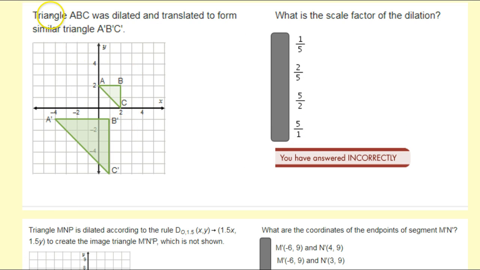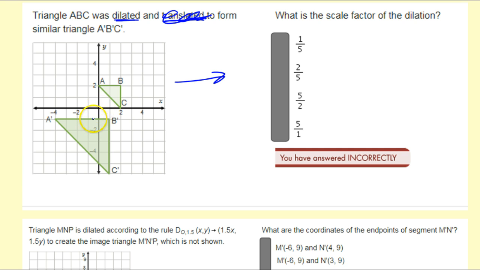All right, let's look at the next one. Triangle ABC was dilated and translated. That means it either shrank or grew, and it slid. It was just moved over to form triangle A prime, B prime, C prime. So there's a dilation and a translation. What is the scale factor of the dilation? The translation really just has nothing to do with it.